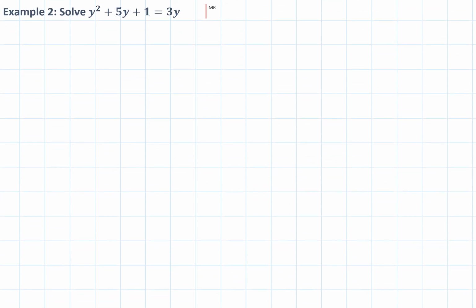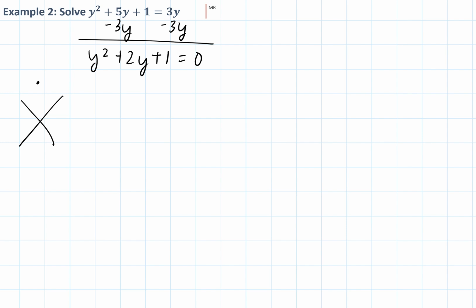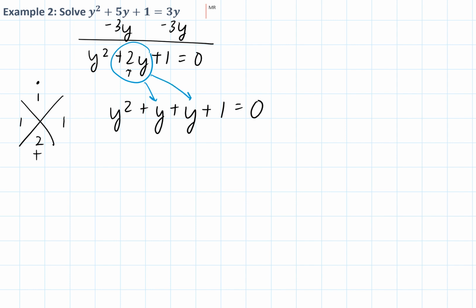Recall that the factoring and the quadratic formula only work when your equation is set equal to 0. So let's start by getting all of the terms on one side of the equation. It's always fastest to factor, so let's try that out real quick. Are there numbers that multiply to 1 and add up to that middle term 2? Yeah, 1 and 1. We'd have y squared plus y plus y plus 1 equals 0, once we split this middle term 2y into y plus y.